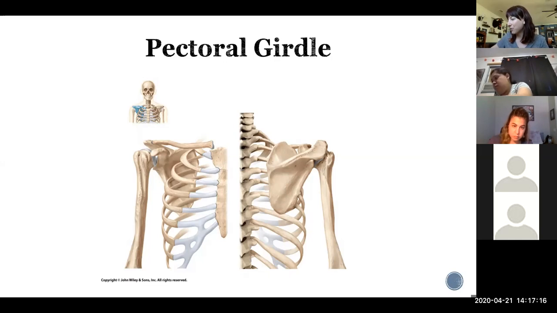According to your lab manual, for some reason, I feel like he put the clavicle at the end with random bones, and I don't feel like it's a random bone. It's part of your pectoral girdle, but whatever.